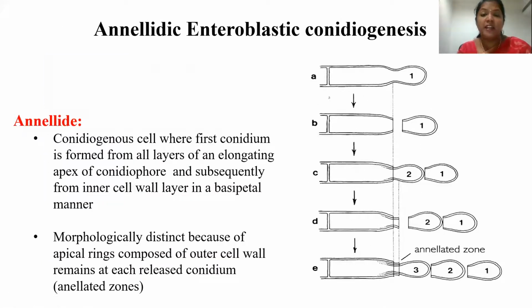Now we will see what is annellidic enteroblastic conidiogenesis. So what are annellides? Annellides are the conidiogenous cells where the conidium is formed from all layers of an elongated apex of the conidiophore, and subsequently from the inner cell wall layers in a basipetal manner. So it will form the annellated zone. Morphologically, it is distinct because of apical rings composed of the outer cell wall remaining at each released conidium. That is, annellated zones will be there.